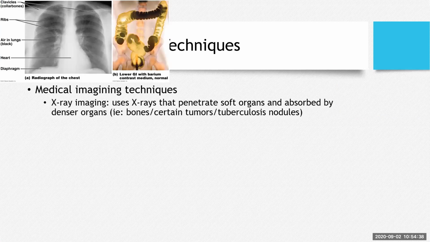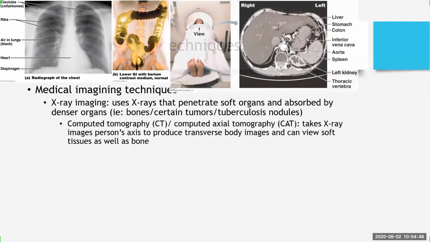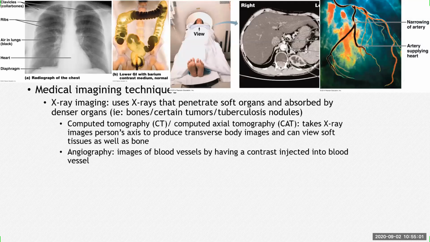There are other imaging technologies that we have. One is using X-rays, and X-rays will go through soft tissue and are absorbed by denser organs like our bones. Okay. CTs use transverse sections of the body, so we can see the soft tissue as well. But when we use angiograms, we use an injection.